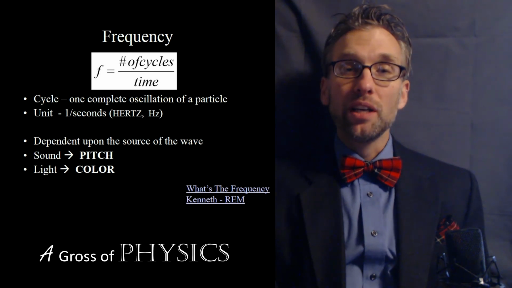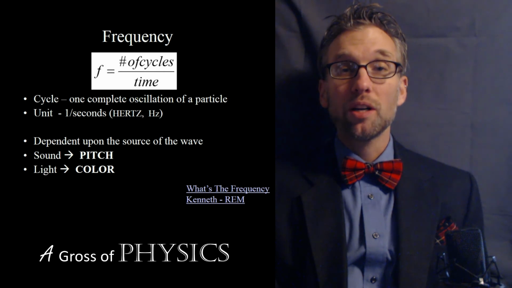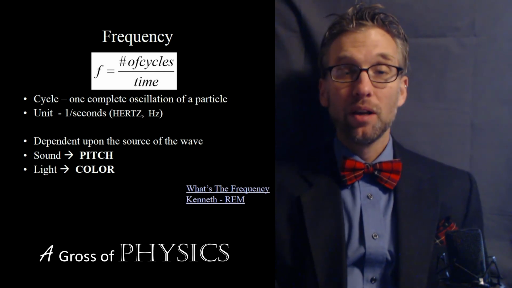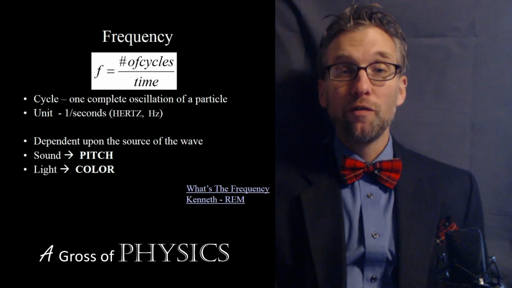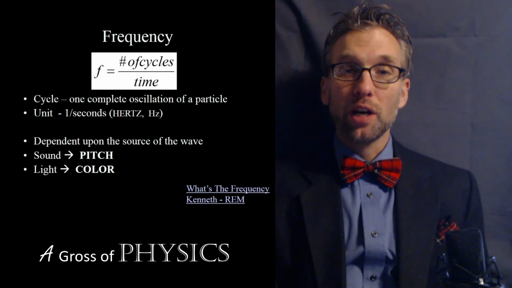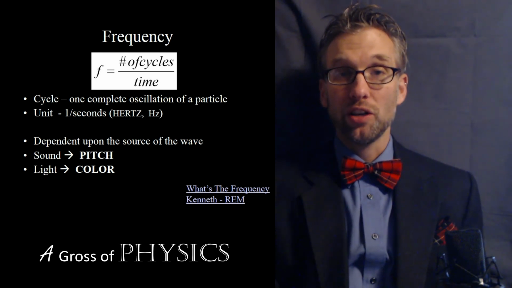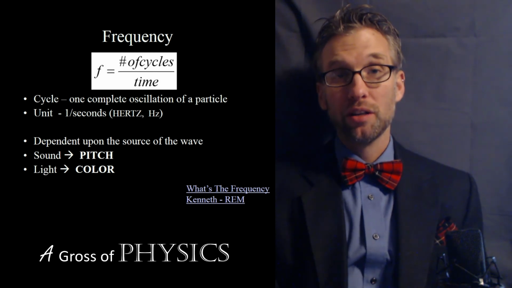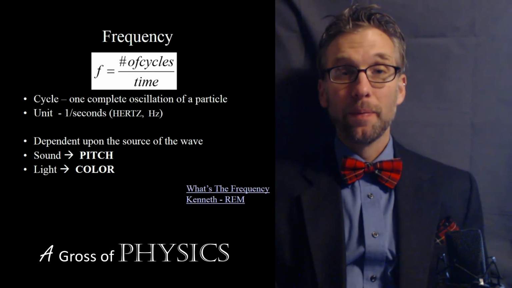So the frequency can be calculated by counting how often the wave vibrates up and down, one complete cycle, and determine how long it takes to do that. If it's 4 cycles in a second, the frequency would be 4. The units for frequency are either 1 over seconds, because cycles doesn't have a unit, it's just a number, or we simplify that to hertz. And the abbreviation for hertz is Hz.